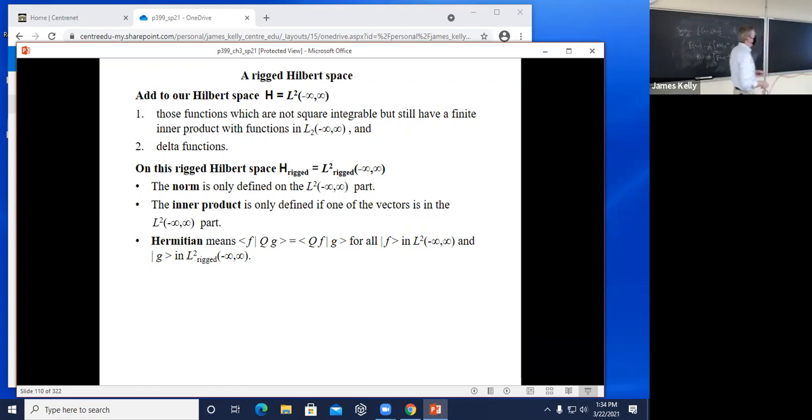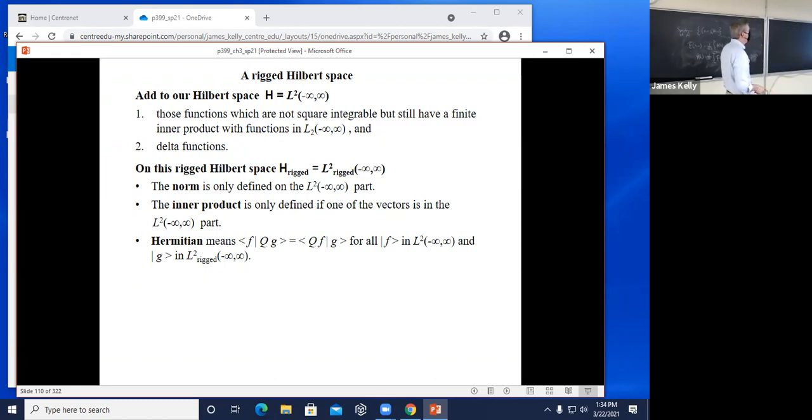I know this is a little bit overwhelming, but a lot of this stuff, we build up the definitions and then practice with them. So here's what we're going to do. We're going to take our original Hilbert space, capital L2, and we're going to add the following kinds of functions: those that are not square integrable, but still have a finite inner product with functions in L2, with the 2 as a superscript. That's just a typo on my part. And delta functions too. Delta functions technically weren't in our original space, they're not functions per se. Functions can't have infinite values and be infinitely squashed together.